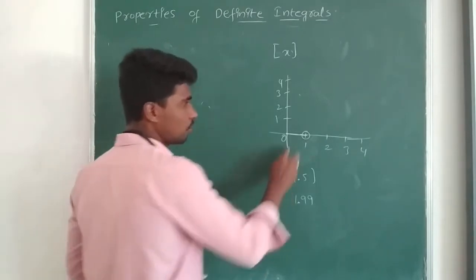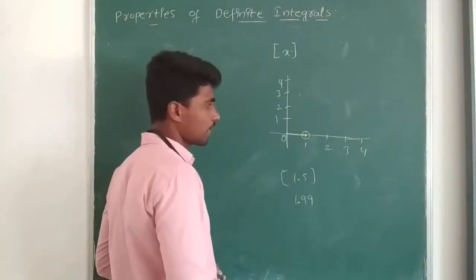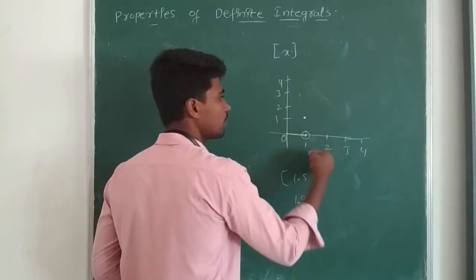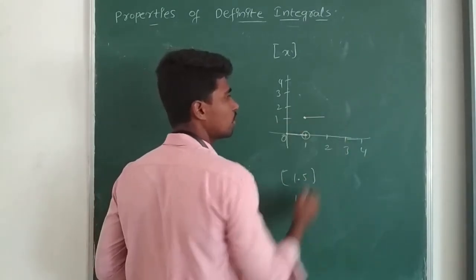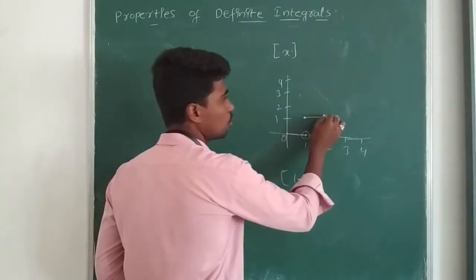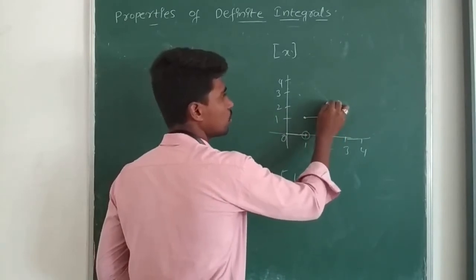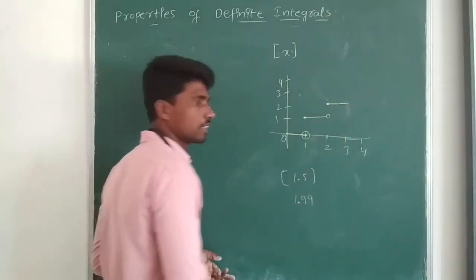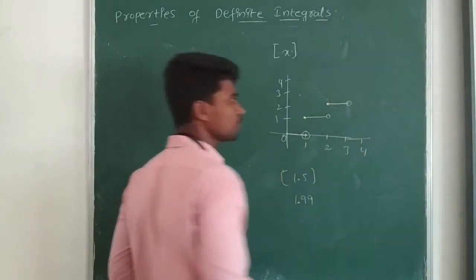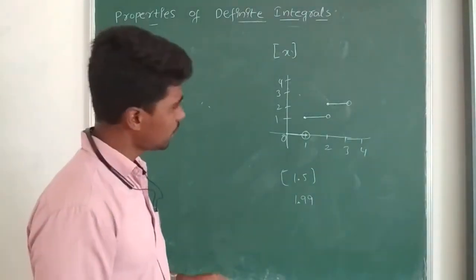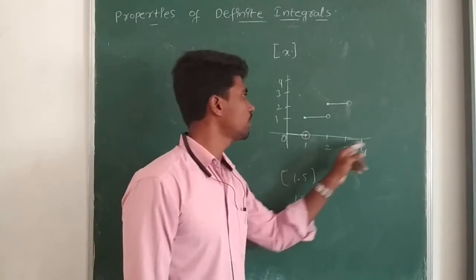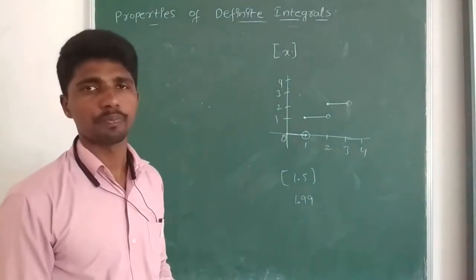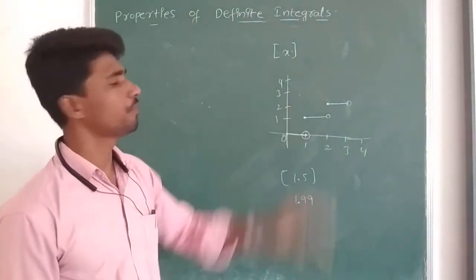So from 0 to 1, it acts as 0, and at 1 it becomes 1. The same thing is followed for 1 to 2. From 1 to 2 it acts as 1, and at 2 it becomes 2. And again from 2 to 3 it acts as 2, and at 3 it becomes 3. So likewise it is discontinuous at 1, 2, 3, 4 as well as 0, and for negative values also, right? So it has these many discontinuities.